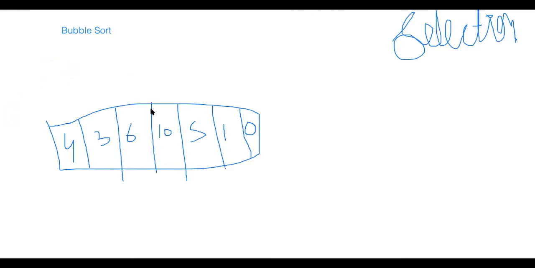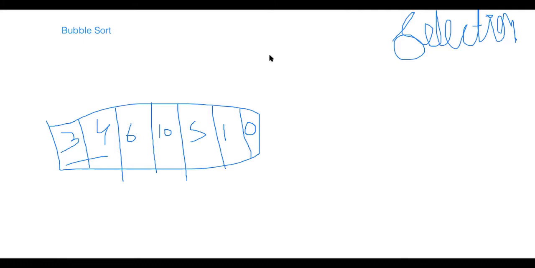So in this case, what happened? 4 and 3, these are out of order, right? So we will just change them. I mean, these are easy ones. That's why I'm saying we can finish this quickly. So it's like 3 and 4. Then 4 and 6, are they good? They are good, right? Then 6 and 10, they are also good.